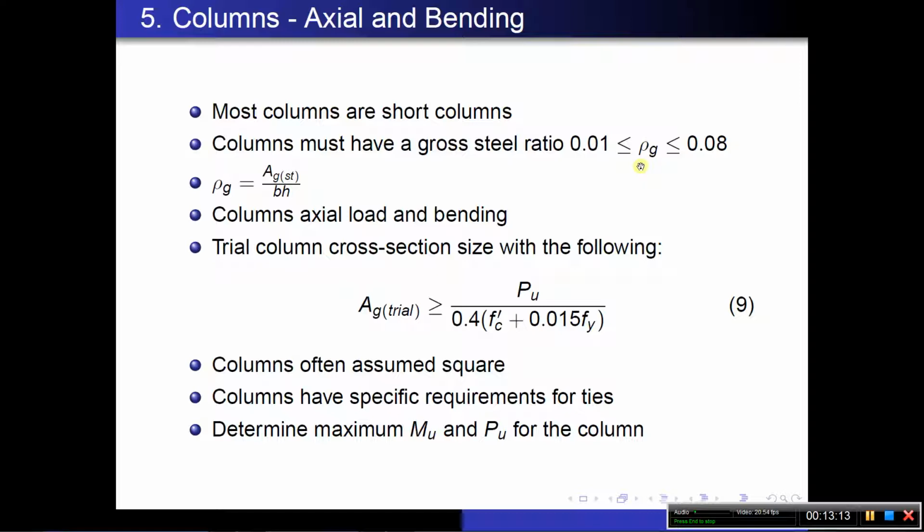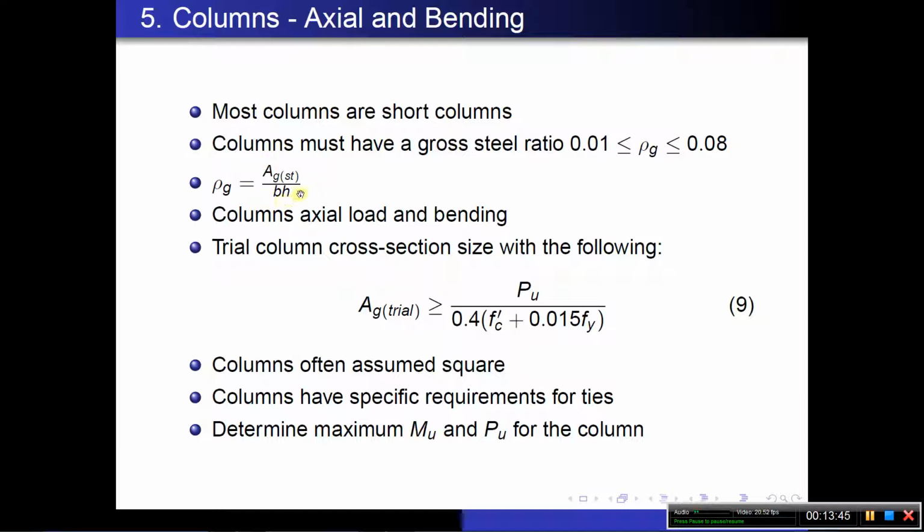This is denoted by rho sub g, and so the gross steel ratio needs to be greater than or equal to 0.01 and less than or equal to 0.08. So this is rho g minimum and this is rho g maximum. Now, I want you to also notice that this is rho g. It is not just rho. And so it is a steel ratio based on the gross cross-sectional area of the column.